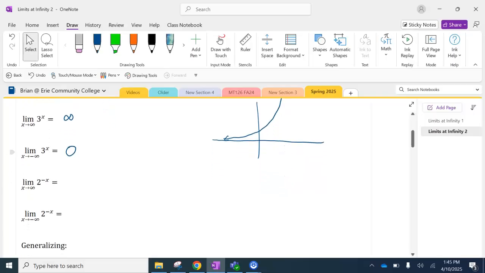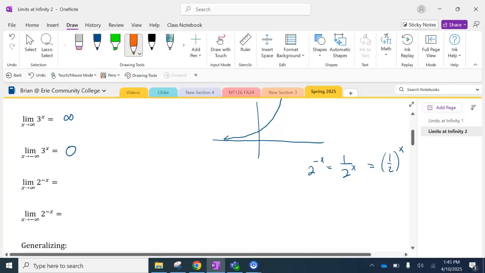For 2 to the x power, all right, now we have 2 to the negative x power here. Now keep in mind, when we have 2 to the negative x, that's the same as 1 over 2 to the x, which is the same as 1/2 to the x power. So our base is less than 1, so we're going to get a little different scenario happening here. This time this is exponential decay.